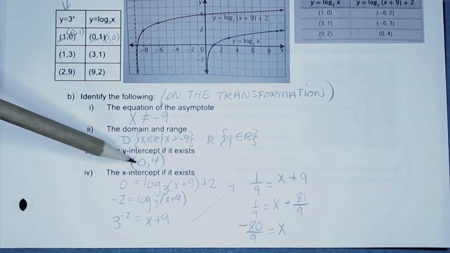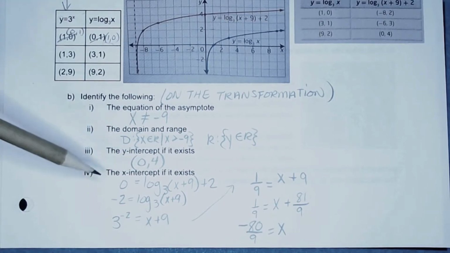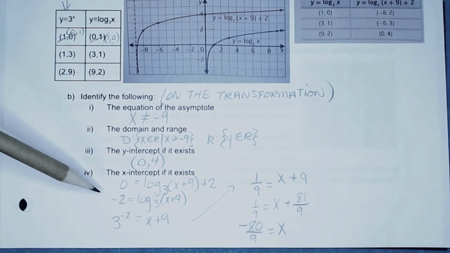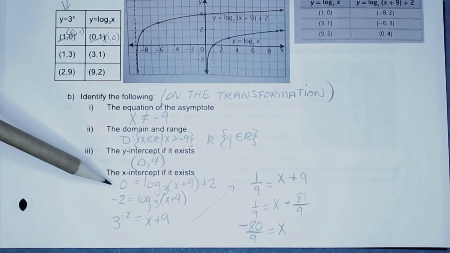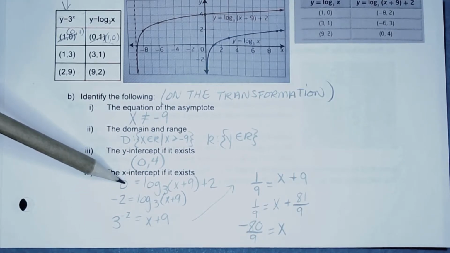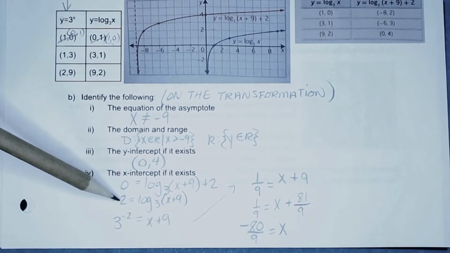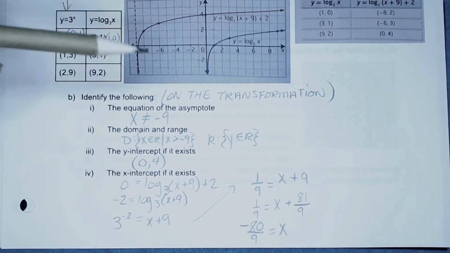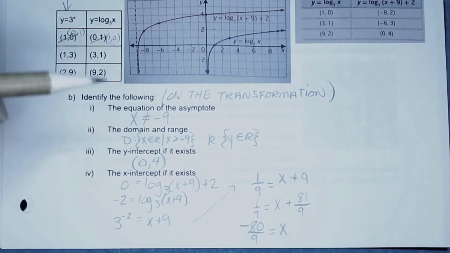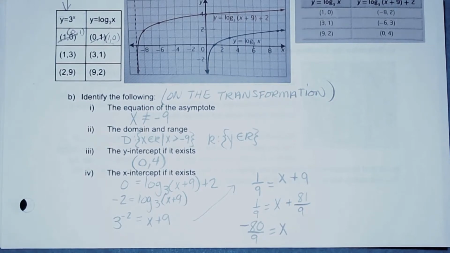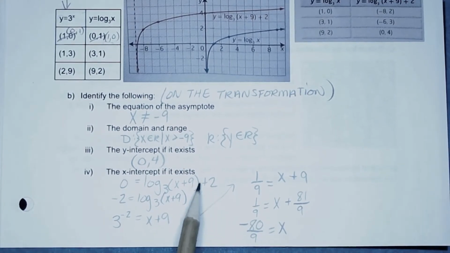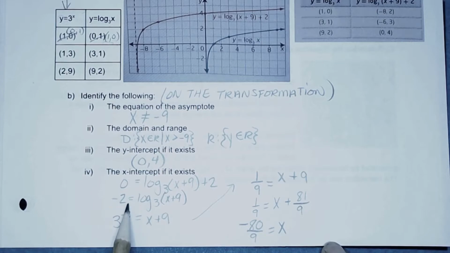If you didn't have the graph, you could always just plug 0 for x into your equation and see what you get. The x-intercept in this situation gives you a fraction, so you're going to plug 0 in for y and then solve for that value of x. All you need to do is follow BEDMAS. So step number 1, you're going to move the 2 to the other side. You'll have negative 2 is equal to log 3 of (x plus 9).